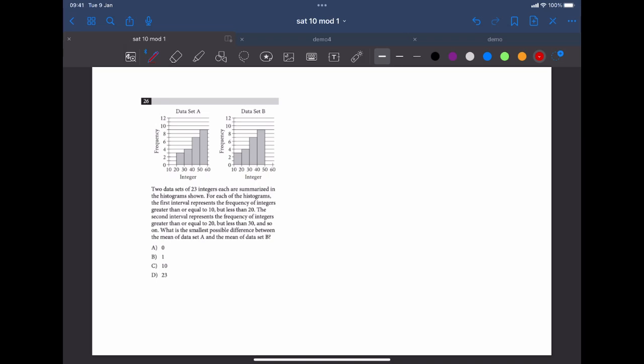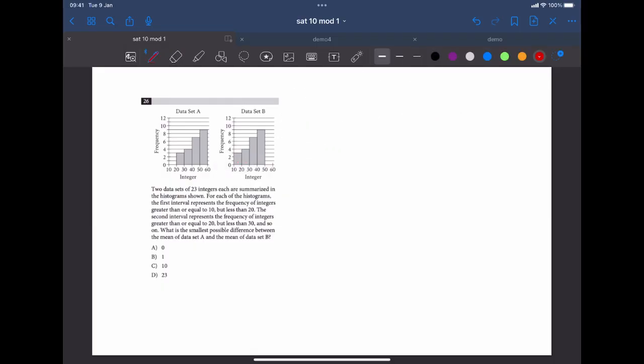So the first thing we can do is just read the frequencies. What that means is that you're just adding what the y values are. At the first box, we see the frequency value is 3. For the second box, we get 4. For the third box, we get 7. For the last box, we get 9. So that will equal 16, 20, 23. That's what the frequency is. Now notice that every group in A is exactly 10 greater than the corresponding group in B.